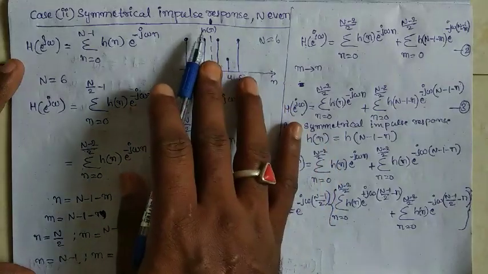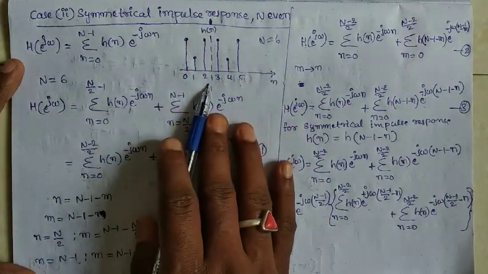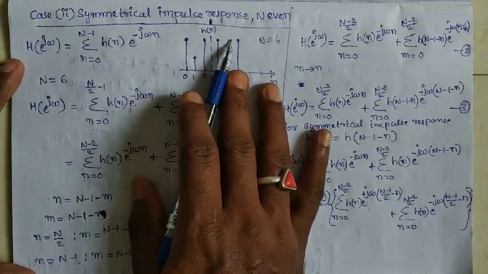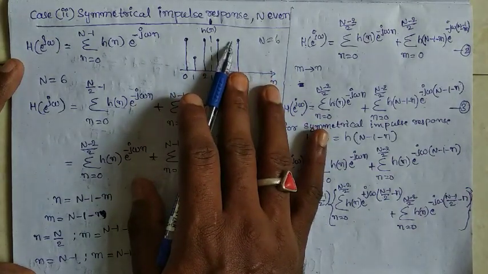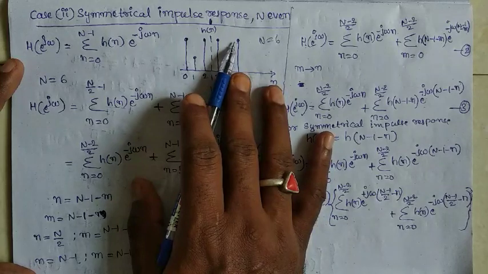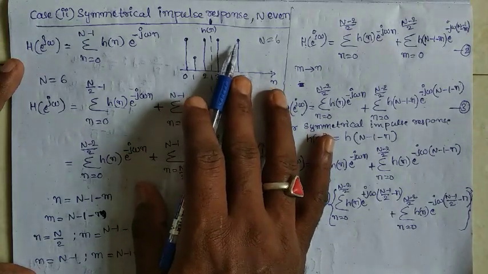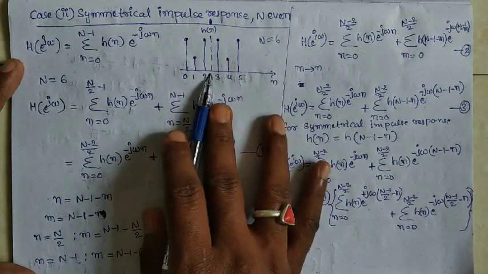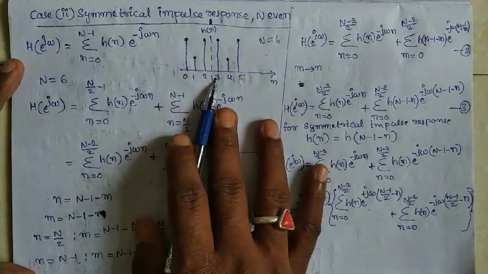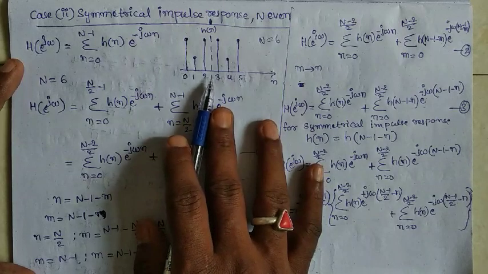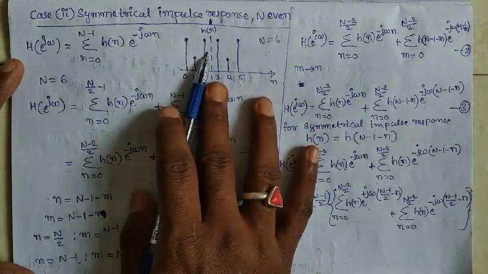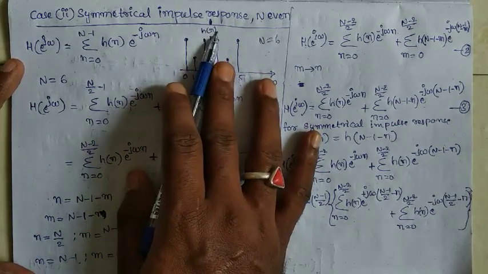This impulse response is symmetrical about alpha. Alpha is equal to capital N minus 1 by 2, here 6 minus 1 by 2, which is 5 by 2, that is 2 and a half. This means the impulse response is symmetrical about the 2 and a half sample. And now we are determining the frequency response of this impulse response. How do we determine the frequency response of the impulse response H of n?